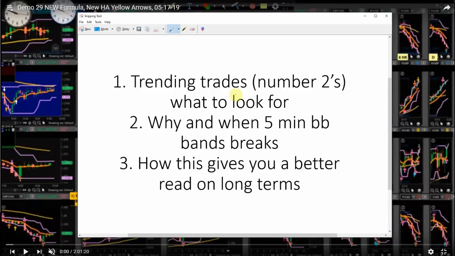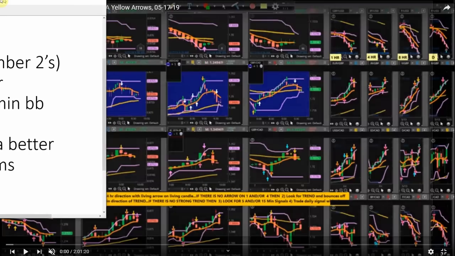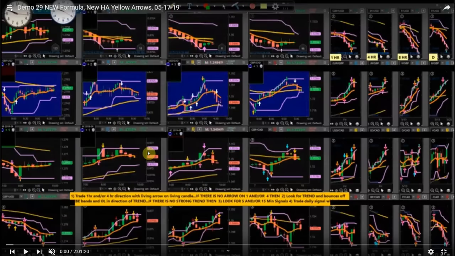So we're going to look at trending trades. Number two is what to look for. Why and when 5 minute BB bands break. What happens next as well after they break. And how this gives you a better read on the long terms. So, snippet that, whatever you need to do, and let's get into it. Let's move on.